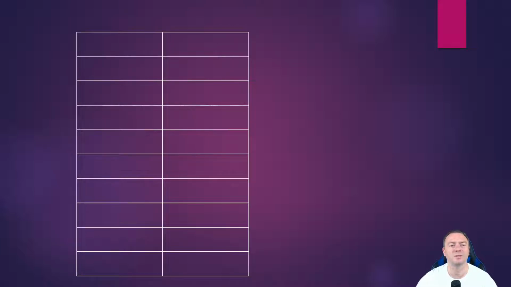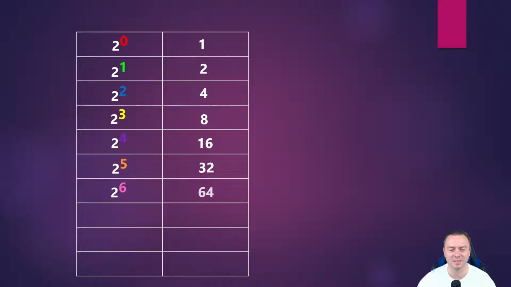With computer science, the powers of 2 are super important. We must learn and memorize these back to front. 2 to the power of 0 is equal to 1. 2 to the power of 1 is 2. 2 to the power of 2 is 4. 2 to the power of 3 is 8. 2 to the power of 4 is 16. 2 to the power of 5, 32. 2 to the power of 6, 64. 2 to the power of 7, 128. 2 to the power of 8, 256. And then 2 to the power of 9, 512.